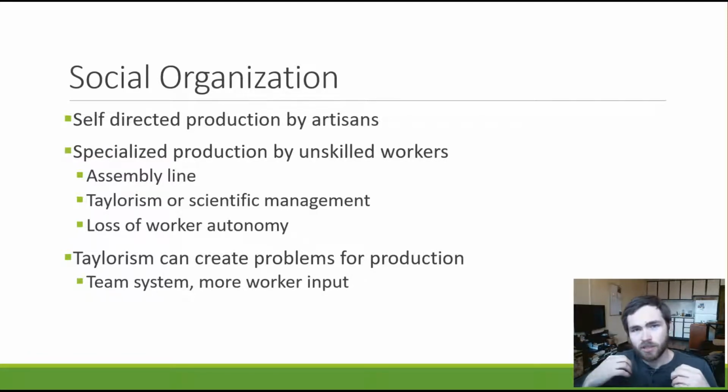And so it was this presumption that management and these production engineers would know better than the individual workers how to do their jobs. And so workers lost a lot of autonomy. Now, Taylorism can create some problems for production.